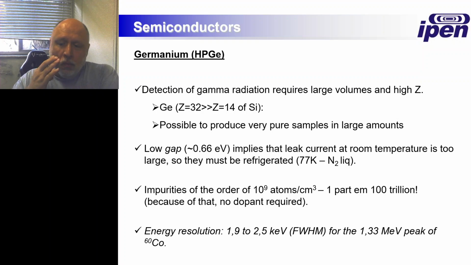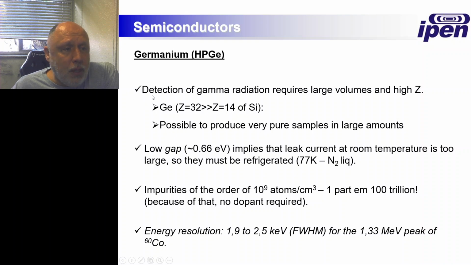The most used semiconductor detector, at least for us here, is the germanium detector. Most people call it HPGe. Depending on the era, it will mean hyper pure germanium or high purity germanium. In the first years they called it hyper pure, now they call it high purity.